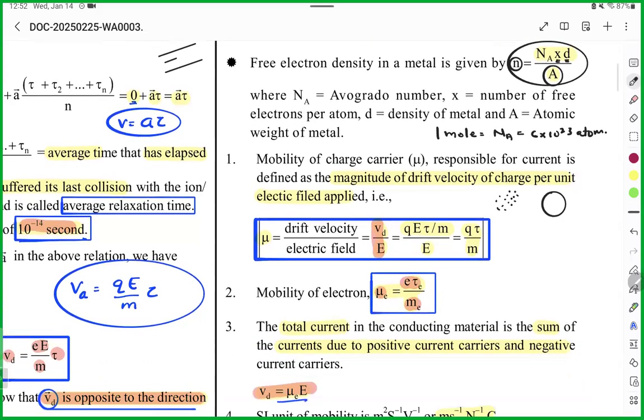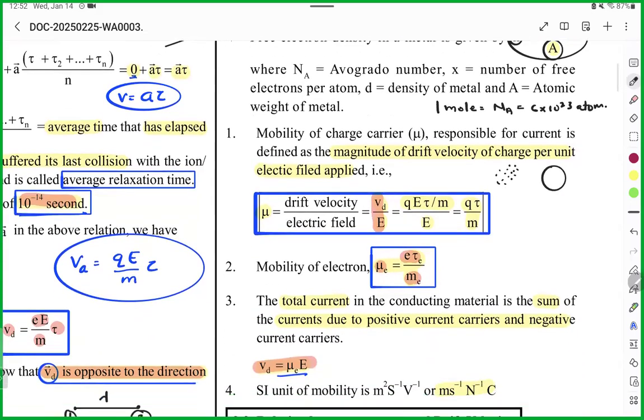We already did drift velocity. We did electric field, and this will give mobility. We are done with this. Correct? Chandana, does mobility depend upon electric field? No, sir, it does not, because electric field is not there in the formula.